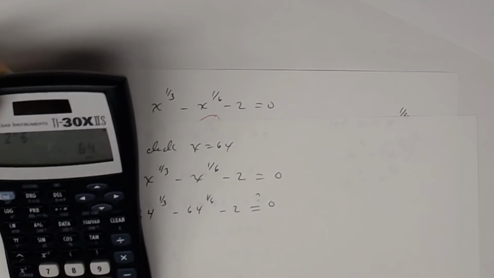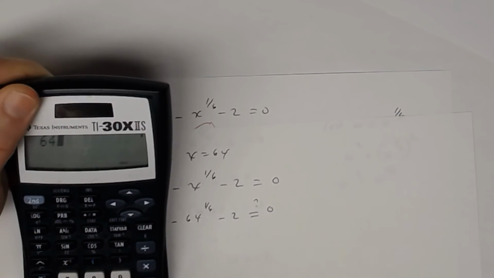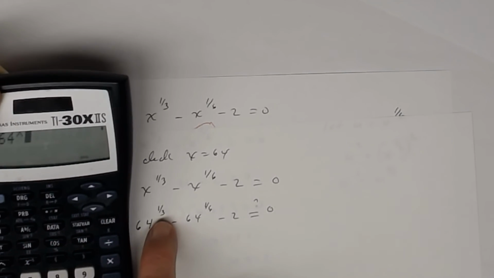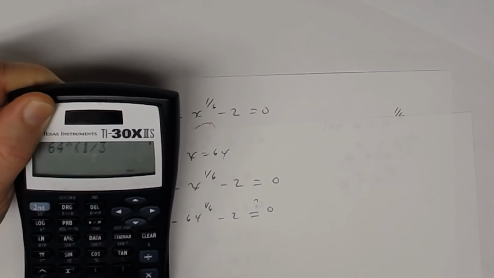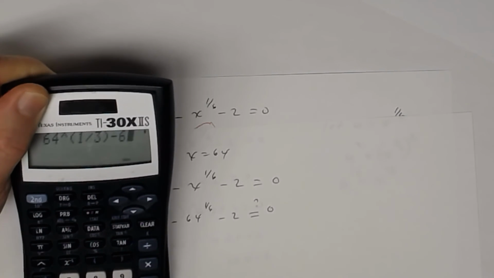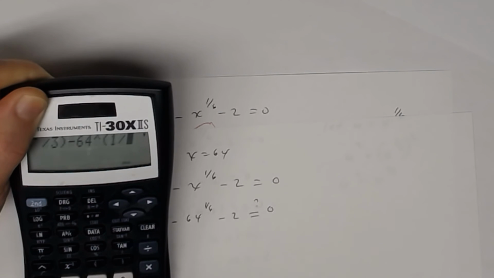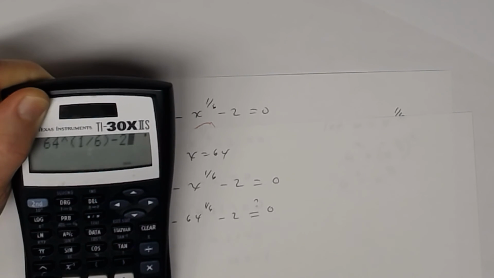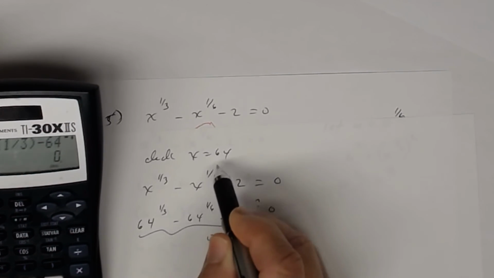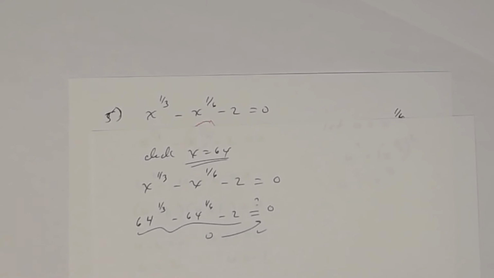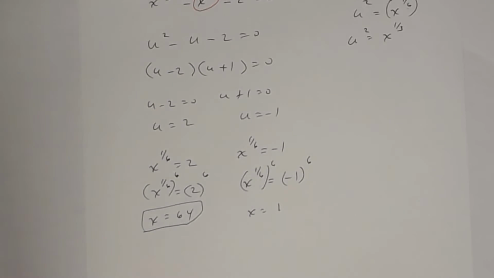So let's use the calculator. So 64, and if you want to put 64 in parentheses, you can. It's not necessary. But 64 raised to the, now 1/3 is a fraction, so I must put that in parentheses. Okay? And then minus 64 raised to the 1/6 is a fraction. Got to put that in parentheses. 1 divided by 6. And then subtract 2, press equal, and you get 0. So this is 0, and 0 does equal 0. So 64 is a solution. Okay? I'm going to go ahead and box it off. So 64 is a solution.